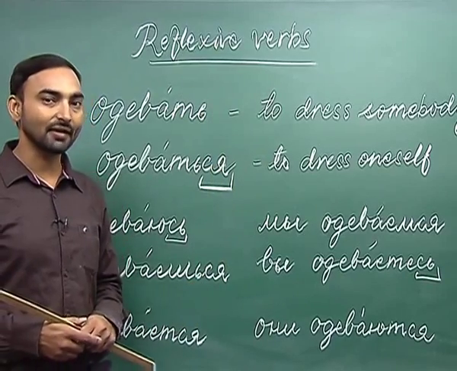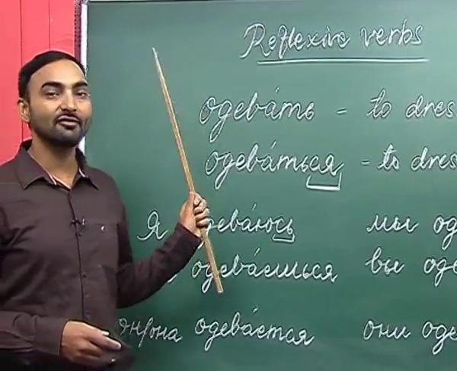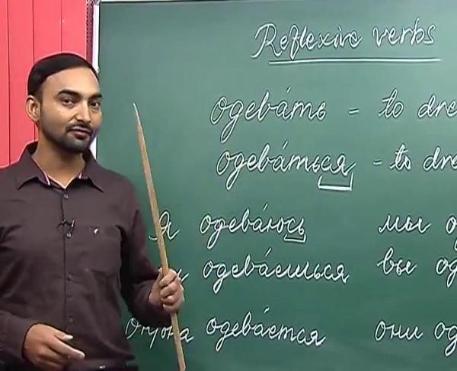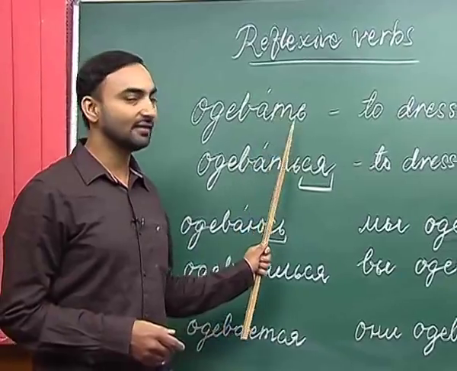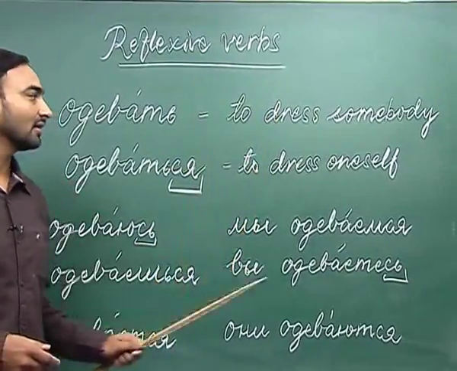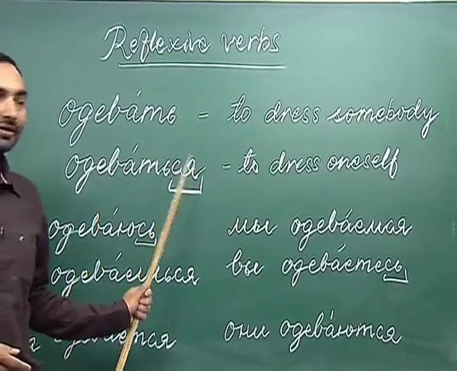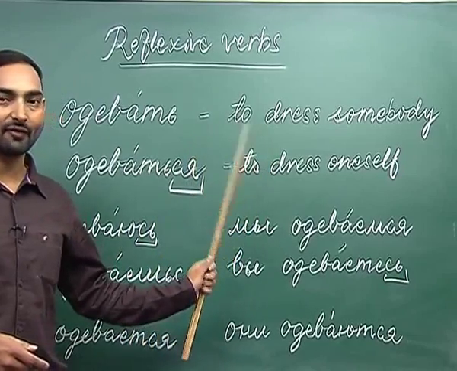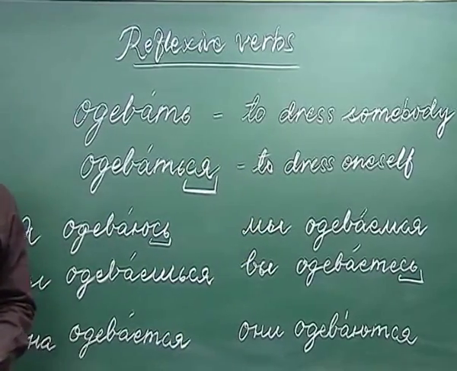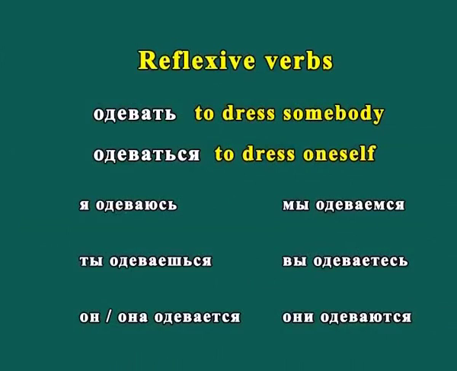I hope you have understood how to understand this reflexive verb. So, there are two groups of verbs. This is odevat, which is non-reflexive, it requires a direct object, and the other one is the reflexive verb odevatsya, which does not require a direct object. Why? Because the subject of this verb also acts as its direct object. Okay. So, now the question is, how do we conjugate the reflexive verbs?